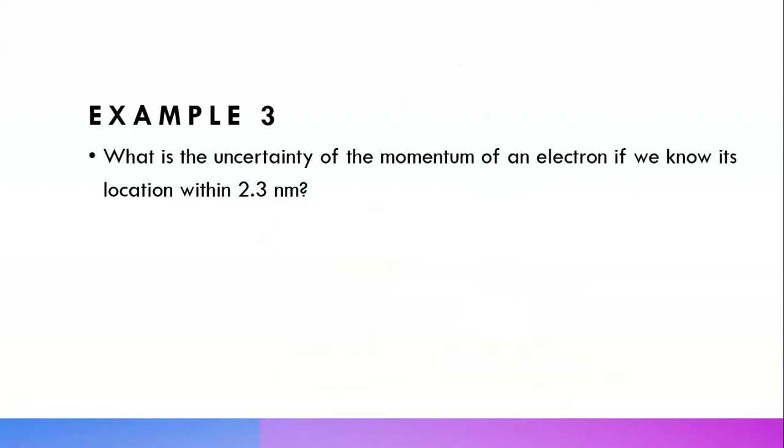All right, so let's take a look at this example here. Delta x, delta p is proportional to h squared. Okay, we're looking for the uncertainty in the momentum. We've got the location within 2.3 nanometers. And so we're going to divide both sides by delta x. So delta p is proportional to h squared over delta x.